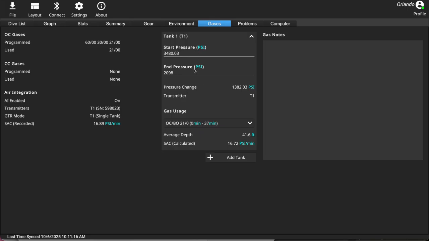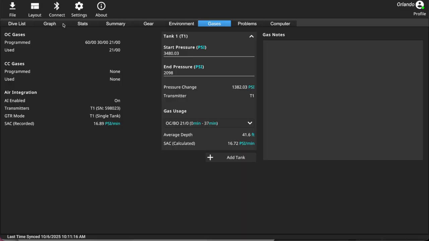It just takes the start and end pressures and takes that difference, adjusts it for an average depth and divides over the time of the dive. And that gives me a SAC rate that includes everything that happened in that dive in one way or another, because the entire gas consumed during the dive is making its way into the reported SAC rate.